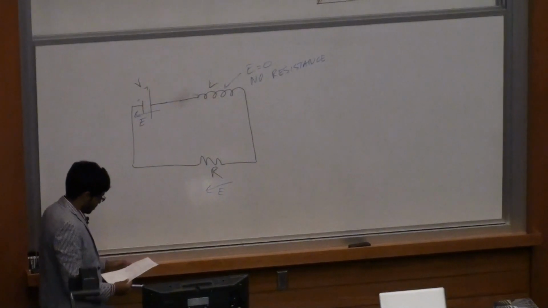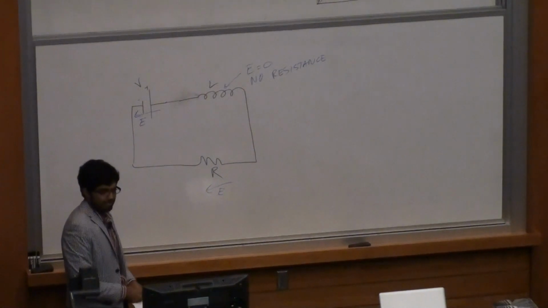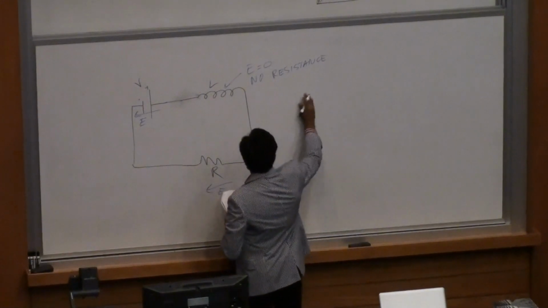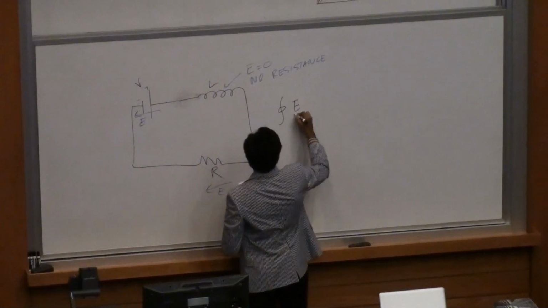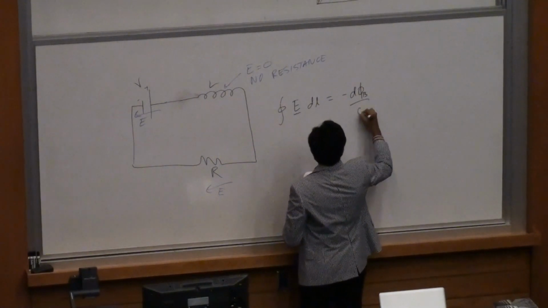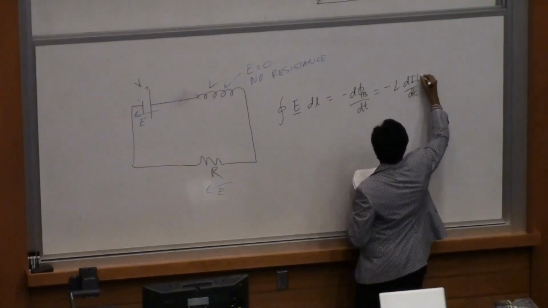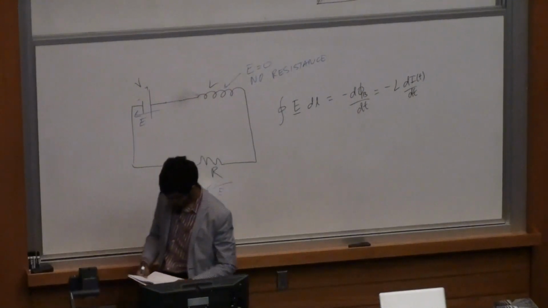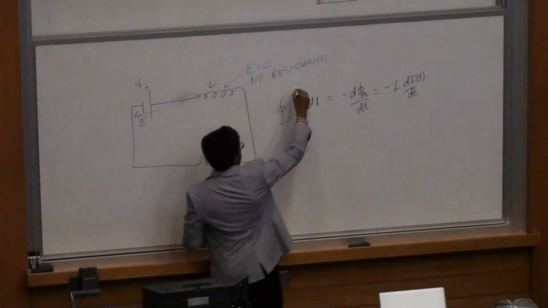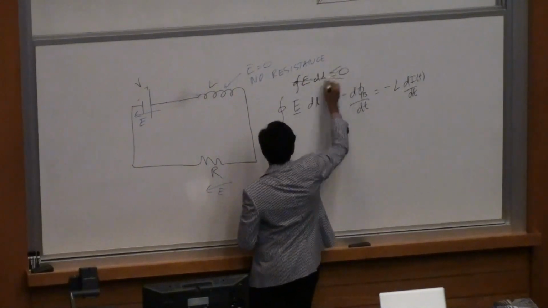I'll show you why they say that. But of course, we're smarter than them, right? So we know we have to use Faraday's law. So the closed loop integral of E dot dl equals negative d phi B dt, which is equal to negative L di/dt. Again, this is a function of time now. And we, of course, know Kirchhoff's loop says the closed loop integral of E dot dl equals 0. Right? We can't use this.